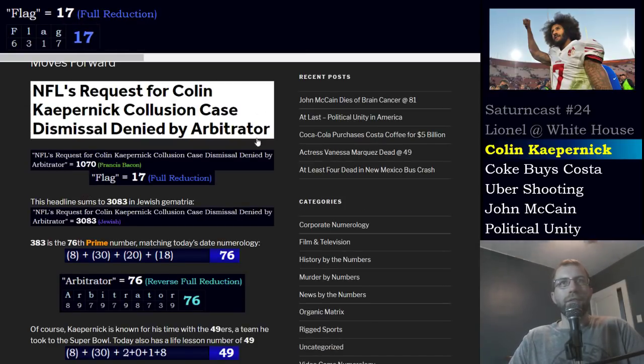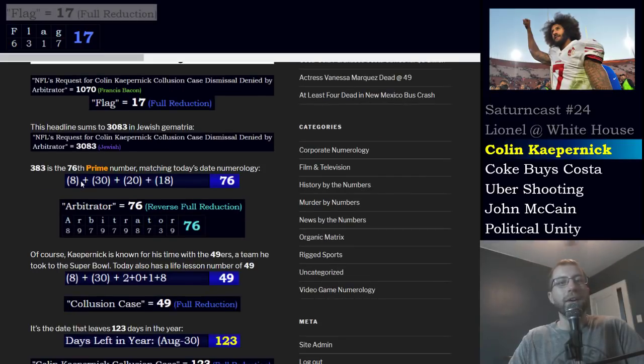Again, with numerology, we drop the zeros. The word flag equals 17. And of course, this is what Colin Kaepernick is feuding with the NFL over, his ability to kneel during the national anthem.